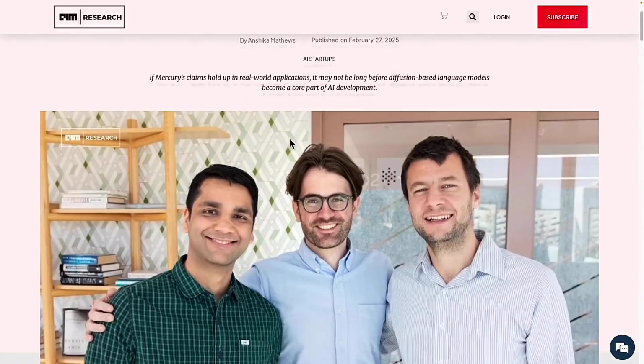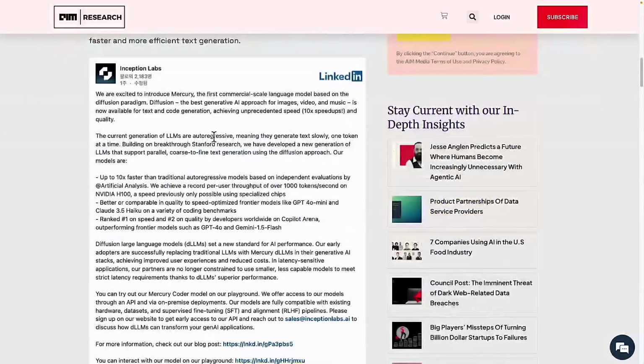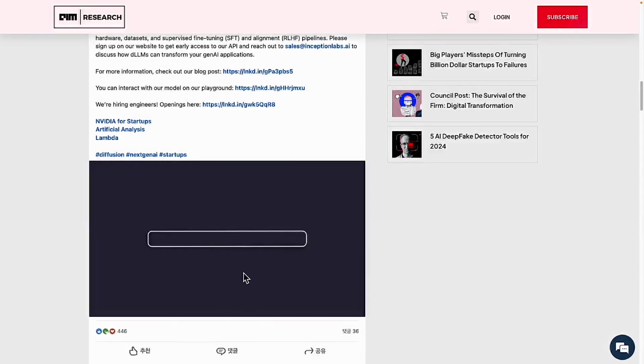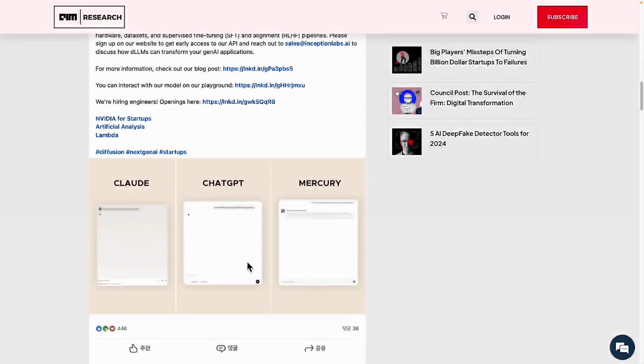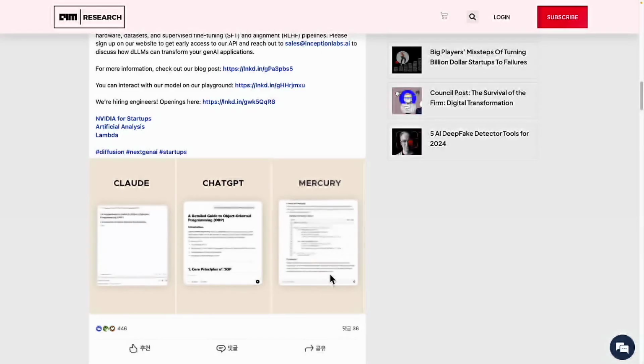This model, called Mercury, was developed by Inception Lab. As you can see here, it is the first commercial-scale language model. But how was it achieved? Using the diffusion paradigm. This model is known as the Diffusion Large Language Model, or dLLM, and it's ready for use right now. If you look below, you can immediately feel Inception's speed. While Claude and ChatGPT are still generating, Mercury finishes in no time. It only took 6 seconds, and it's done.